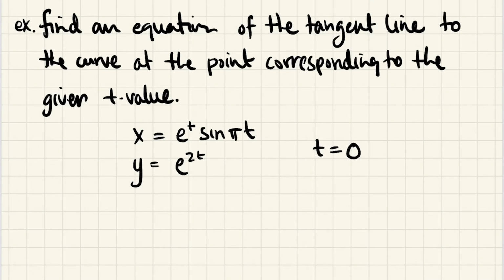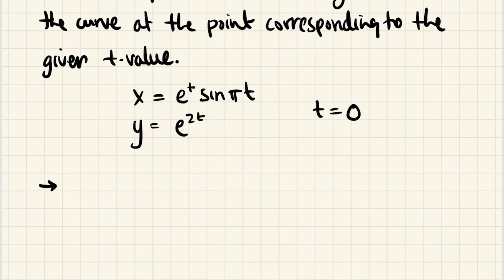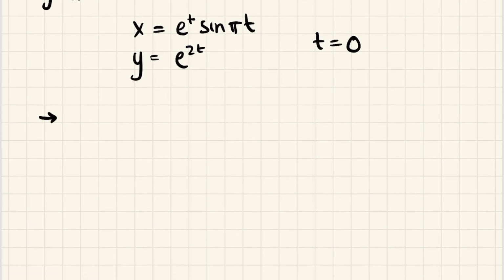All right, so here we need to find the equation of a tangent line to this curve that's defined using parametric equations at the point corresponding to a t-value of 0. Okay, so let's recall the equation of a straight line.